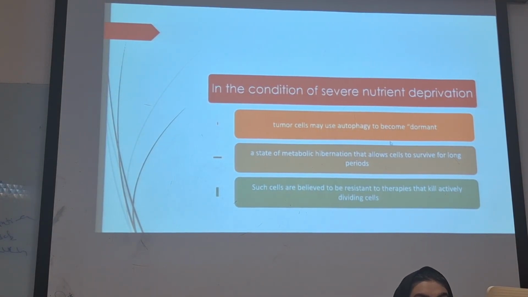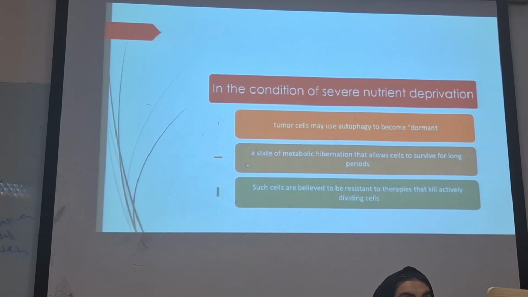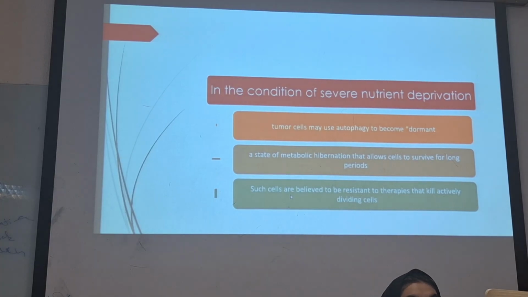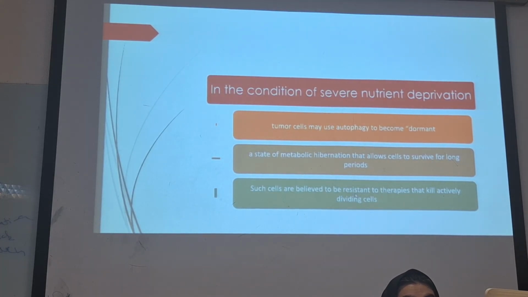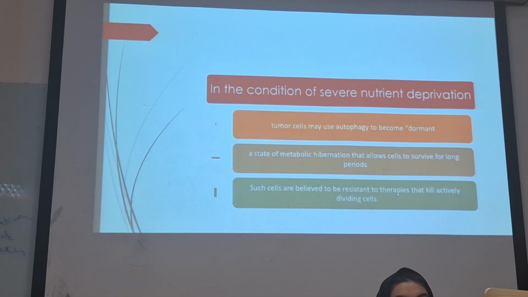Okay, in a condition of severe nutrient deprivation, tumor cells may use autophagia to become dormant. So some tumors have this ability and they can use autophagia to become dormant. This is a state of metabolic hibernation that allows cells to survive for a long period of time. And now we know that these cells are resistant to therapy in this dormant phase, resistant to therapy that kills actively dividing cells.